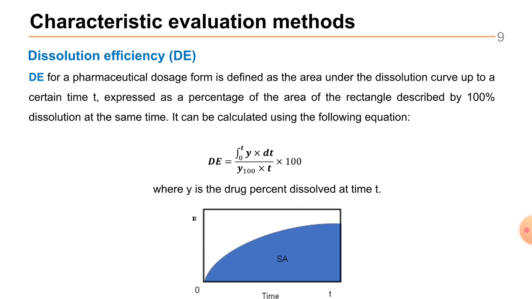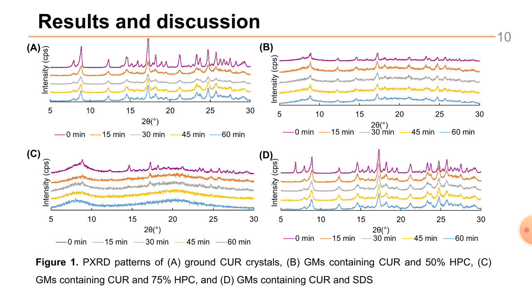Figure A and Figure B show the crystalline nature of curcumin, and there was a reduction in the intensity of characteristic peaks of curcumin when the amount of HPC and the grinding time increased. In Figure C, some peaks were observed at 17 and 25 degrees for 15 and 30-minute GMs, but they disappear in 45 and 60-minute GMs.